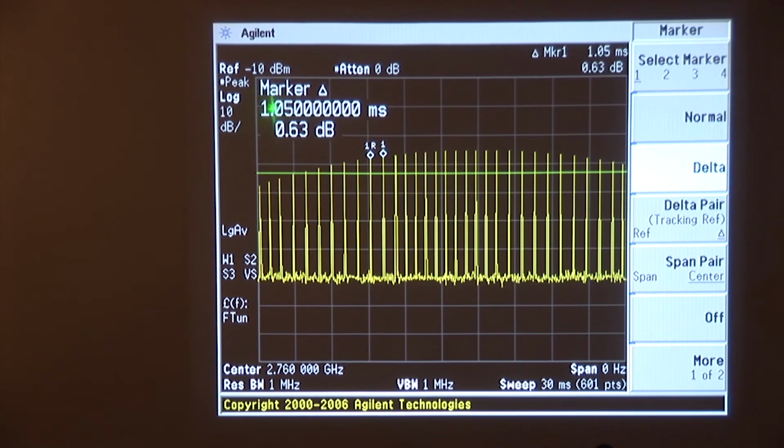The interval between these two pulses is 1.05 milliseconds. Now we go to marker normal, so that we're now on that second pulse, now delta, and we're going to get the time from the second pulse to the third pulse. 1.0 milliseconds, not the same interval as the first interval. Now we'll go back to normal on the third pulse, and now we'll get the time to go from the third pulse to the fourth pulse. So remember, 1.05 milliseconds, 1.0 milliseconds, 850 microseconds. All right, so now we have 3 intervals between these pulses, 1.05, 1.0, and 0.85 milliseconds.